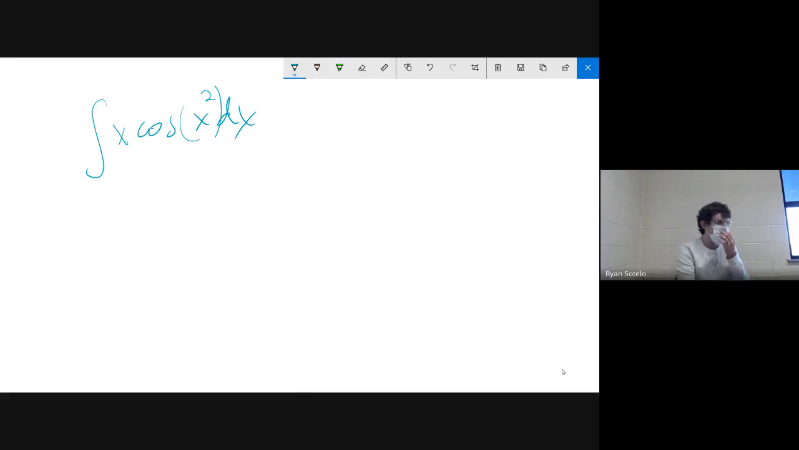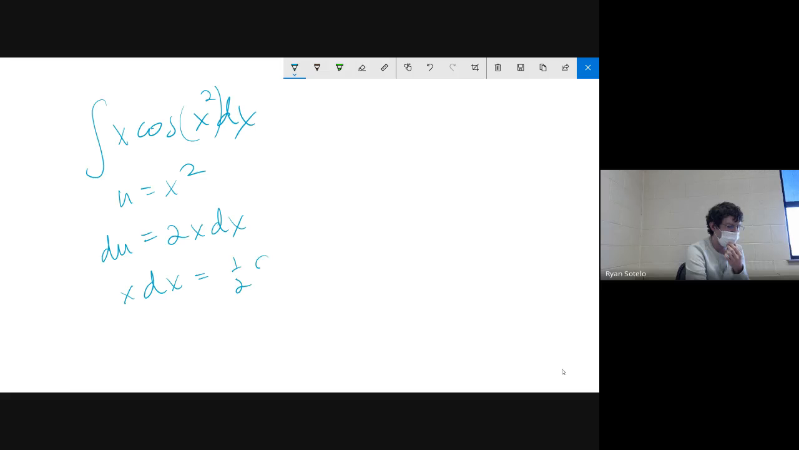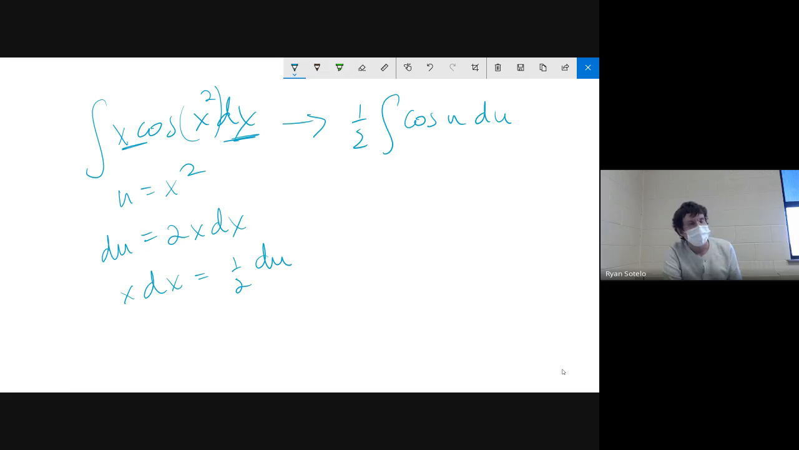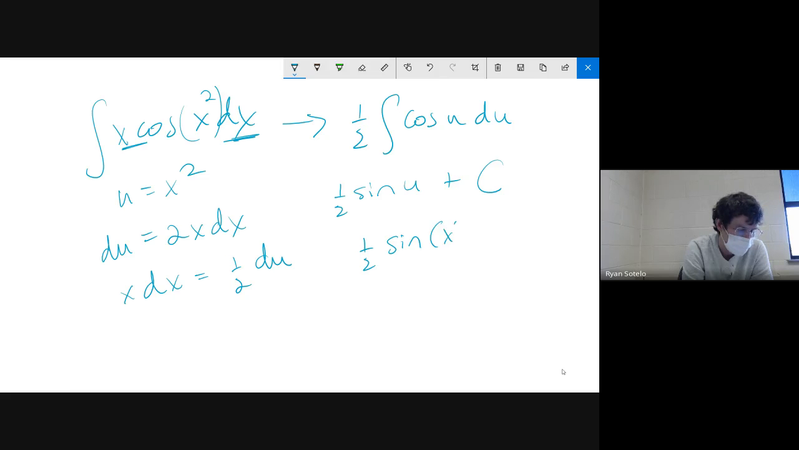So u would be x squared, du would then therefore be 2x dx. So x dx is equal to 1/2 du. And I have x dx. So that's going to become 1/2 integral of cosine u du. Integral of cosine is sine, right? And u is x squared, so that's it.